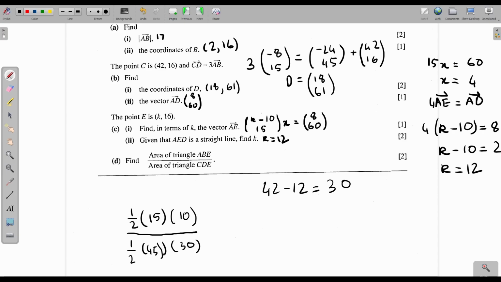All right, so we can just get rid of this half. We can also get rid of this, because this is a 1 and this is a 3. And then this is also a 1 and this is also a 3. So what this is basically is just 1 over 3 into 1 over 3, which makes 1 over 9. And that is the ratio of the area of ABE over CDE.